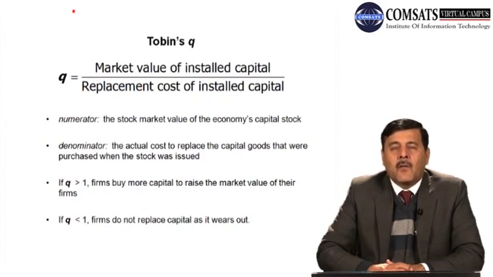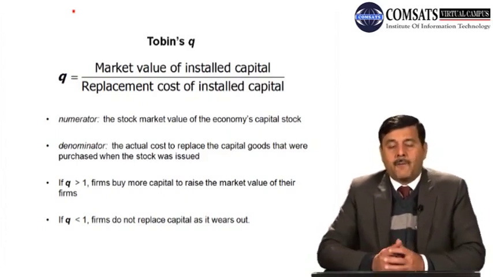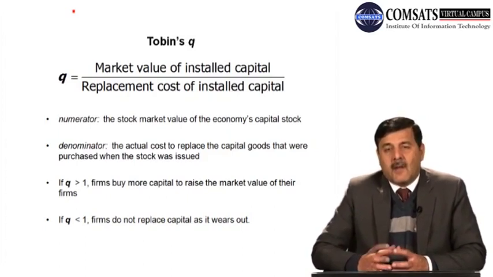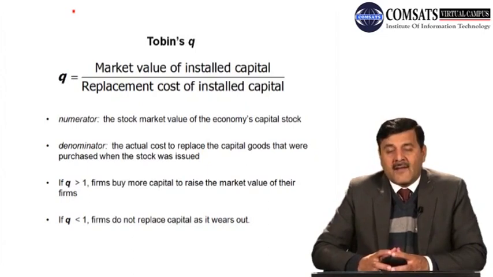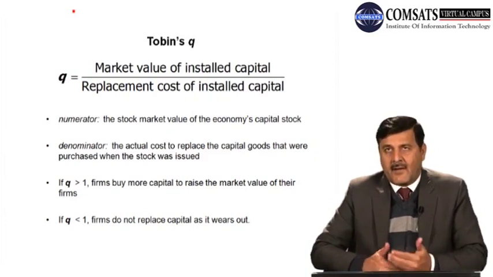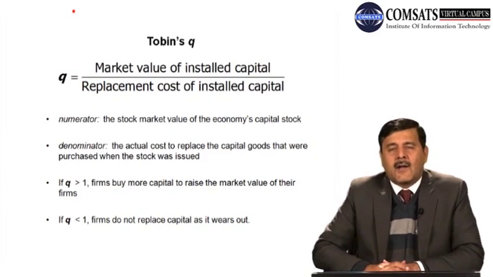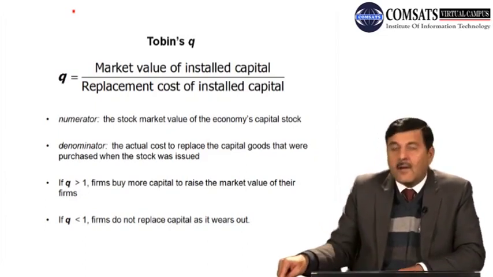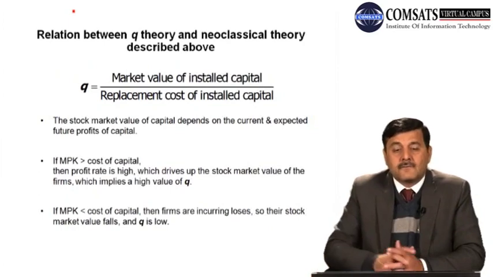capital, right? If Q is less than 1, firms do not replace capital as it wears out, and in this case their values will go down, right? So Q is a very important indicator or parameter given by Tobin, known as Tobin's Q. It tells us whether firms buy capital or do not buy capital; it depends on the value of Q.